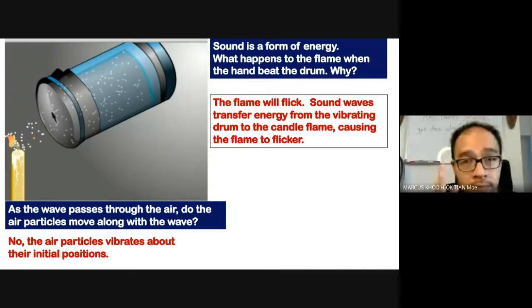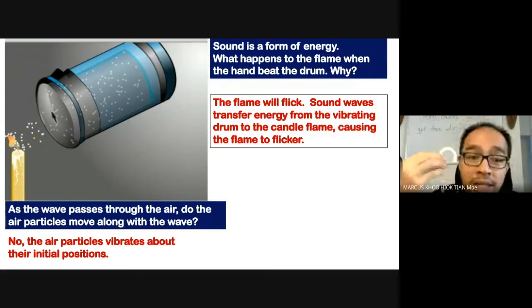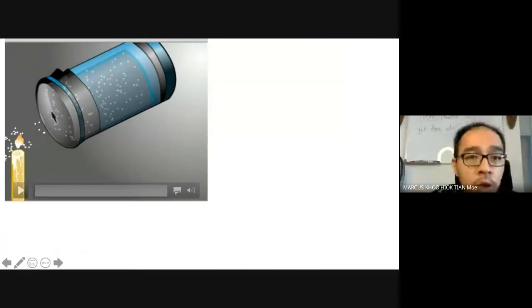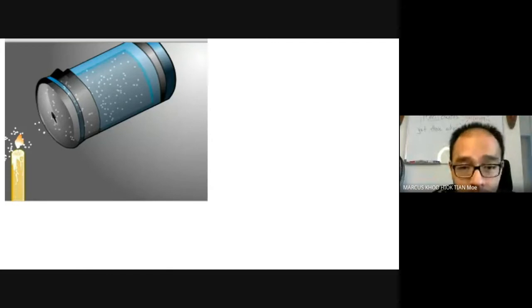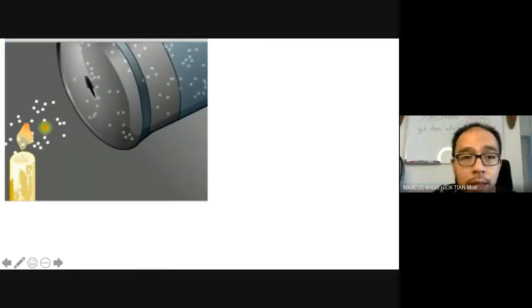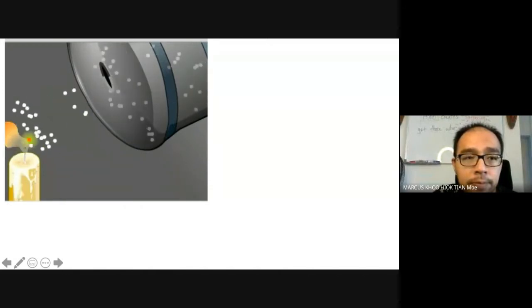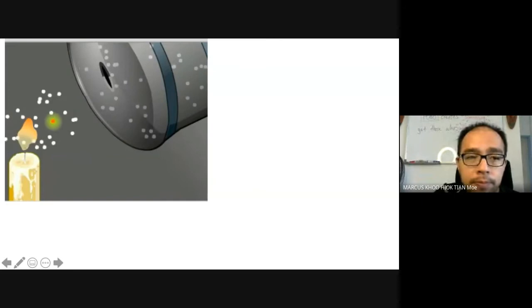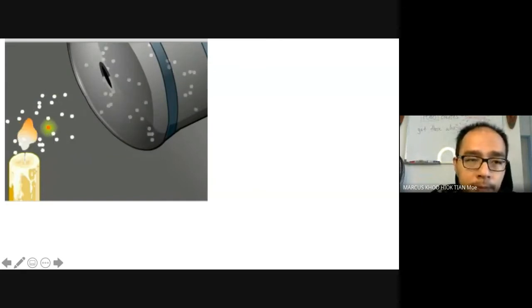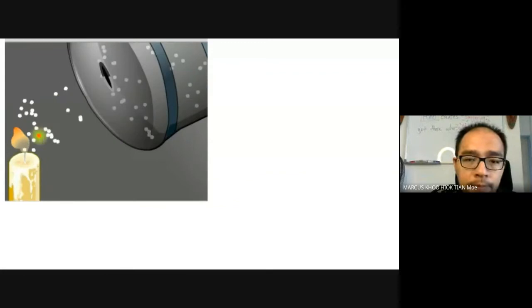Same thing, waves transfer energy without transferring the matter. The molecules don't change place. The orange particle represents an air particle. The air particle transfers energy to the next particle, but stays about its initial position. Thus, as the wave passes through the air, energy is transferred without the transferring of matter.